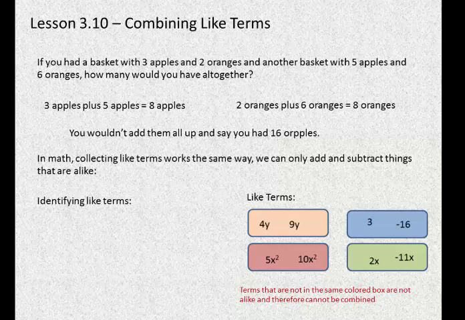Terms that are not in the same colored box are not alike, and therefore they cannot be combined. For example, I cannot combine 9y and 2x. That would be like putting an apple and an orange together and calling it an orpal.